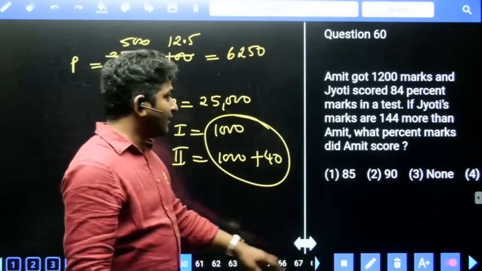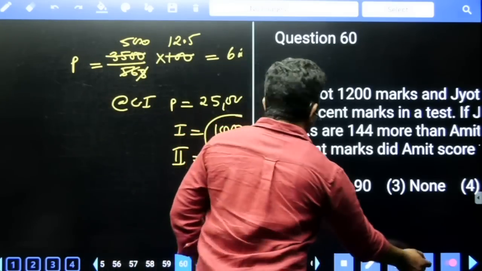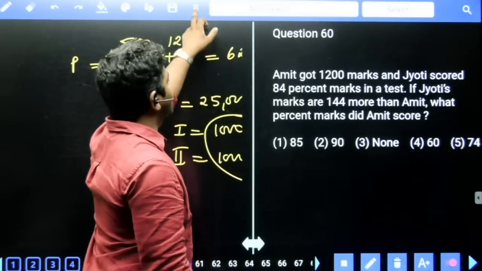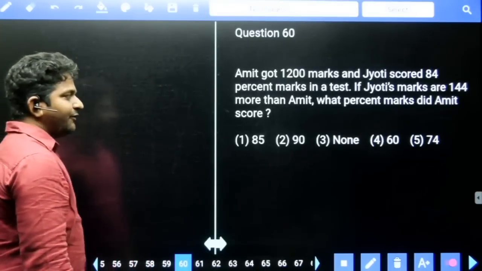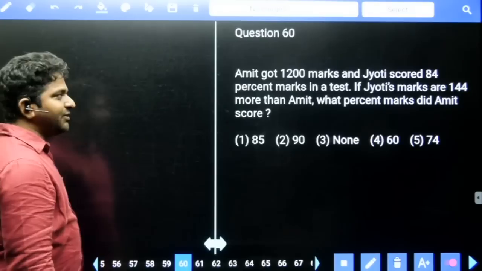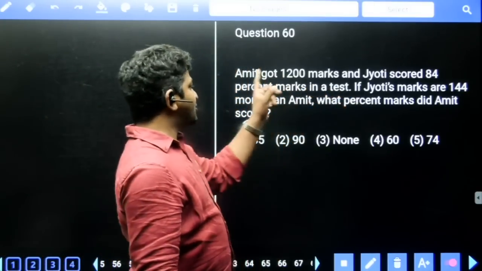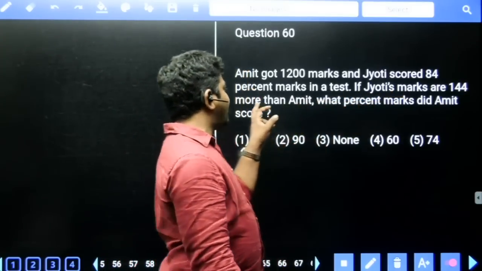Next. Amit got 1200 marks and Jyoti scored 84 percentage marks in a test. If Jyoti's marks are 144 more than Amit, what percent marks did Amit score? Amit got already 1200 marks and Jyoti scored 84 percentage, they said. Jyoti's marks are 144 more than Amit.